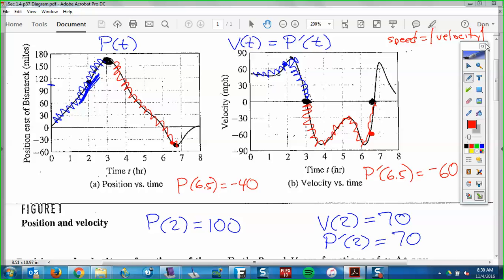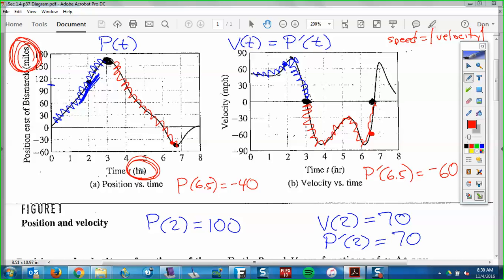Okay, so there's a lot of stuff on page 37, and then of course we talked about acceleration a little bit. All right, so we talked about units. So it's always important to understand that, okay, so here you got, if you got the P graph, here's miles, here's hours. Your derivative is always going to be the miles divided by the hours, because that's what slope does, right? Slope is the y's divided by the x's, rise over run.